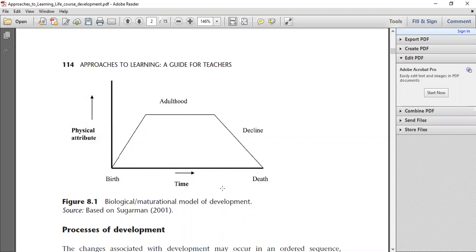Physically, there are a lot of functions that we cannot perform: fatigue, tiredness, our ability. Maybe physically we are getting weaker, and the immune system is getting weaker if we are not taking care of ourselves. So that is what they call the biological or maturation model of development. We are maturing because we are growing physically.